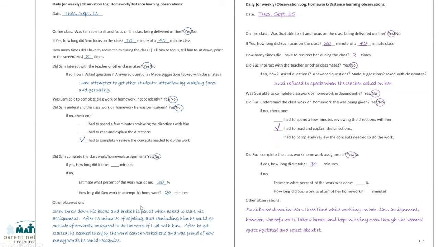How much help did you have to give them? Were they able to complete the work? What percentage? And then observations. This is my kid. Sam threw down his books and broke his pencil when asked to start his homework. After 15 minutes of cajoling, reminding him he could go outside after he did his homework, he agreed to do the work if I sat with him. After he got started, he seemed to enjoy the word search worksheets and was proud of how many words he could recognize.